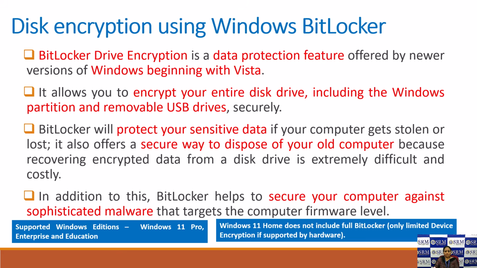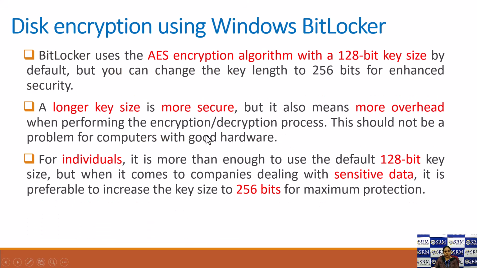In addition, BitLocker also helps to secure the computer against sophisticated software that targets the computer firmware level. BitLocker uses the AES, Advanced Encryption Standard algorithm, with a 128-bit key size. It can also use 256. The advantage of a 256-bit key size is that it is highly secure, but the problem is the computational complexity. That means we require a high-configuration system to do the BitLocker encryption. For individuals, a 128-bit key is sufficient, whereas for companies dealing with sensitive data, a 256-bit key size is required, which gives maximum protection.